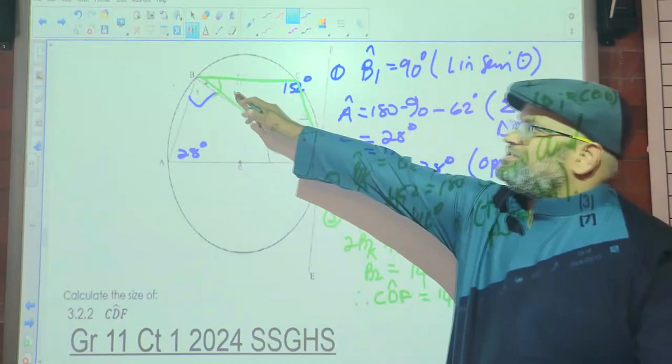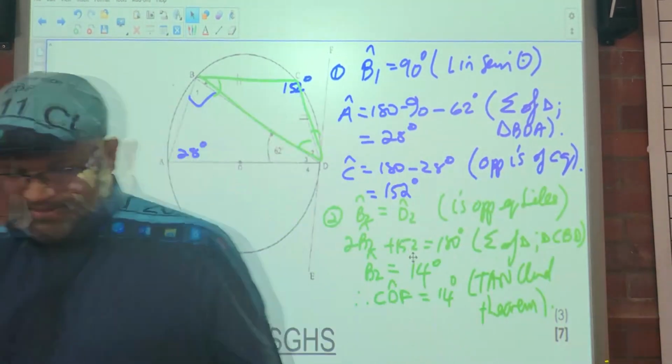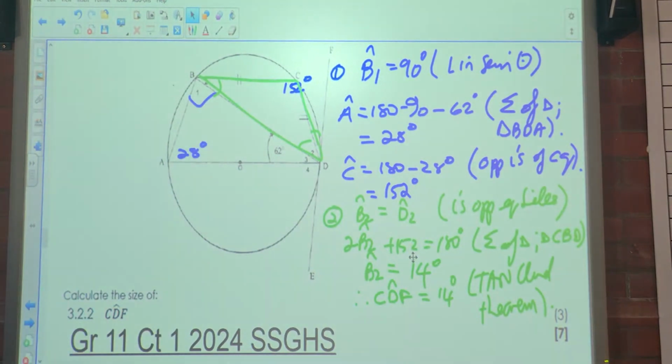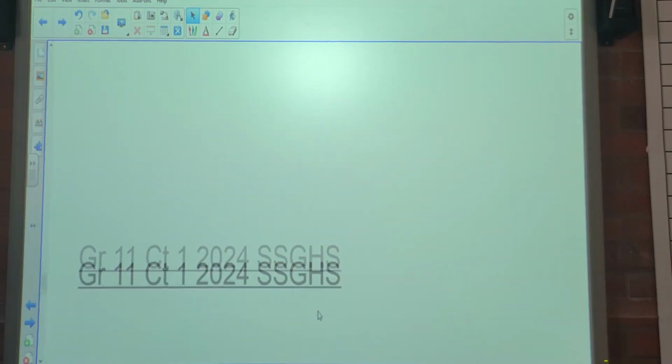As you can see, this angle is equal to that angle. Okay. See any problems in this one? You're shocked that it's so easy? Yes, this is.